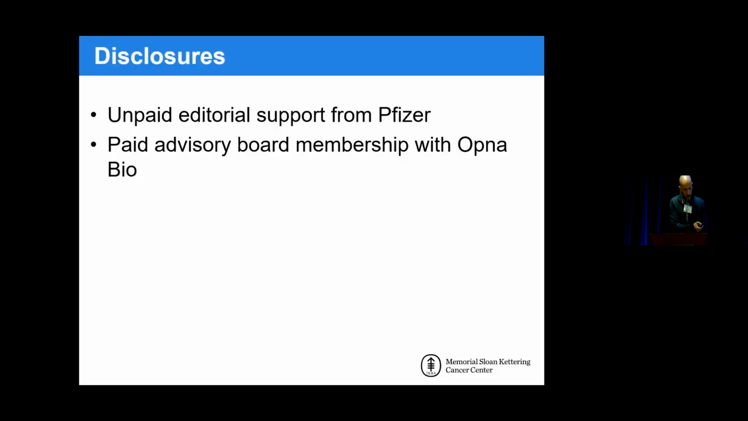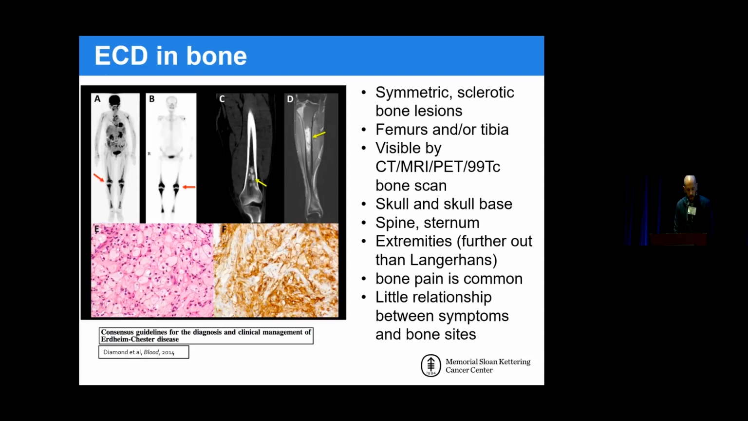So, my disclosures. One of the hallmark involvements of ECD is of the bone. And it's almost invariably true that ECD involves the bone to some extent if you look hard enough. This can be seen with PET scan or bone scan, which isn't done as much anymore, CT or MRI. The classic location is in the legs, above and below the knee. It can affect the bones anywhere in the body, but often tends to be further out, like far in the arms, far in the legs, as opposed to Langerhans, which is usually more in the midline of the body.